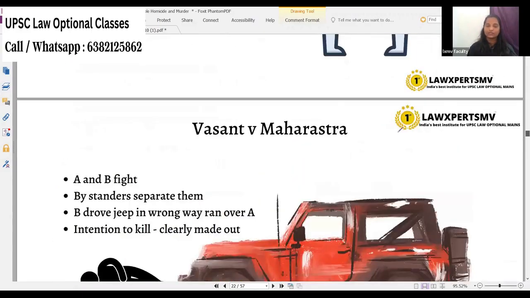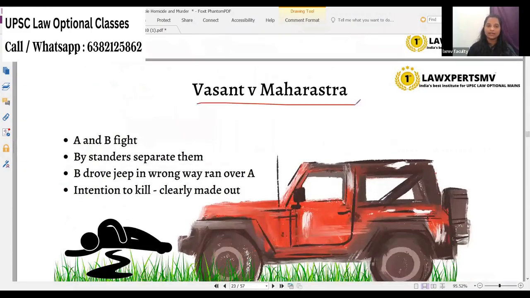Now there is another case law, Vasant versus Maharashtra. In this, two persons, A and B, are having a quarrel on the road, and bystanders come and push them away. They go away. But this person B has a jeep. So he drove the jeep all across in the wrong way and ran over A and caused A to die.